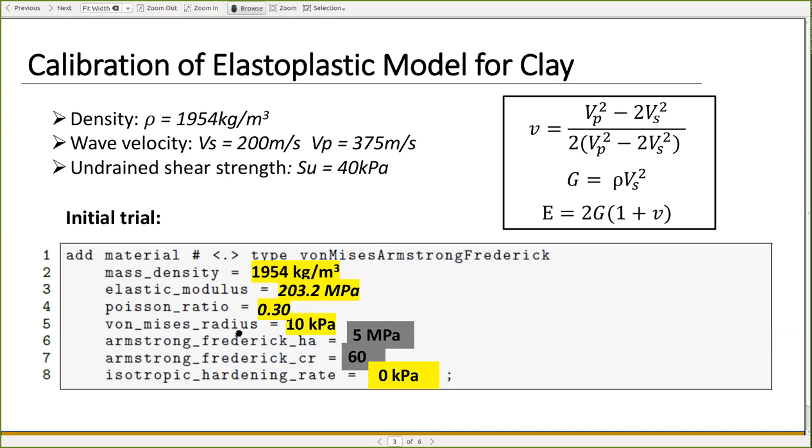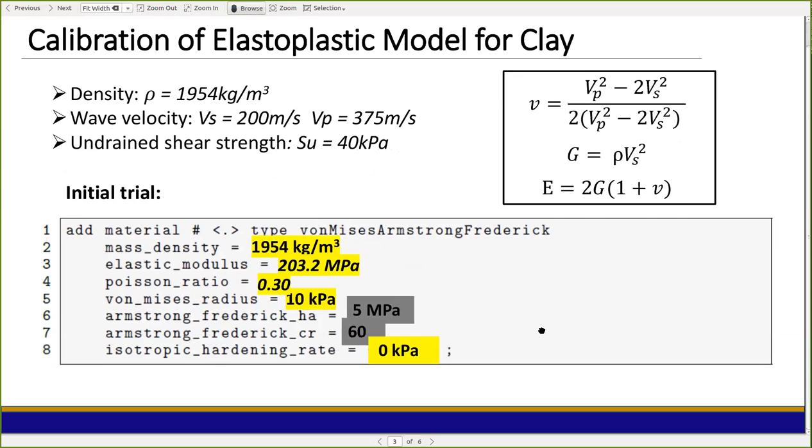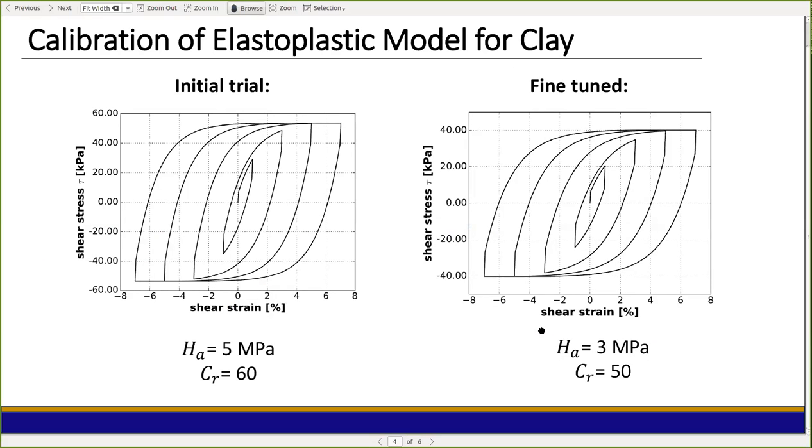For the Mises radius, because clay usually plastifies at a very low stress level, we set a relatively small Mises radius. We have been using 10 kilopascal here. Initially we can choose some Armstrong-Frederick parameters for HA and CR. Here we have been using 5 megapascal for HA and 60 for CR. And as I mentioned before, we put 0 for isotropic hardening. Then we can do a simple Gauss point shear test or element shear test.